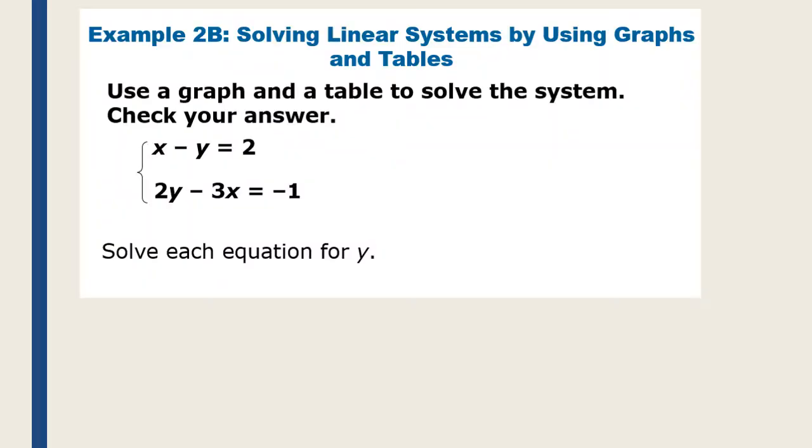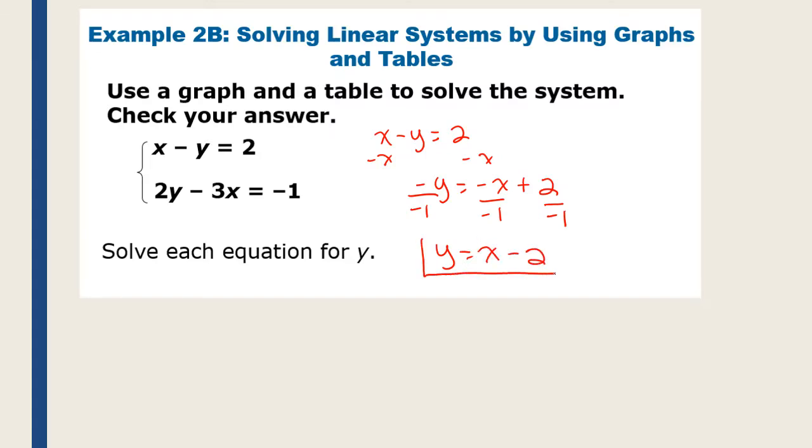Okay, here's another example. Again, the very first thing we always want to do is solve for y. So we have x minus y equals 2. Solving for y, subtract x on both sides, so negative y equals negative x plus 2. Let's divide both sides by negative 1. That gives us y equals x minus 2. Okay, so there's our first equation.